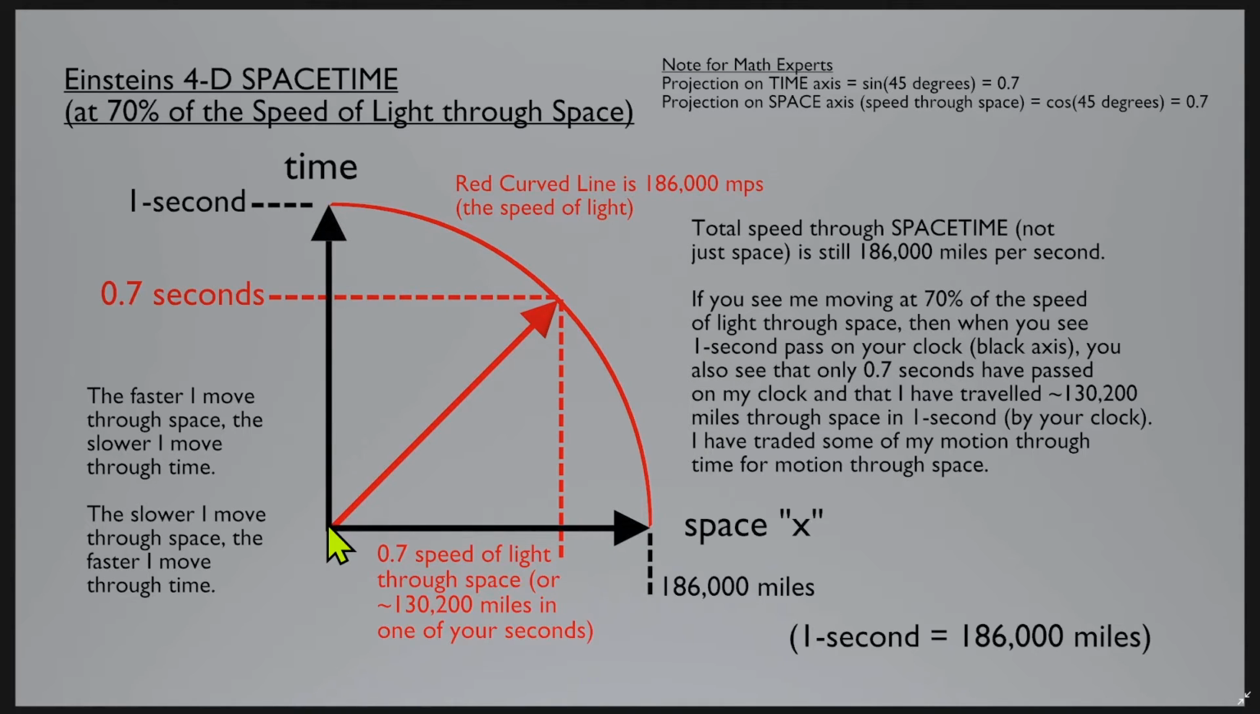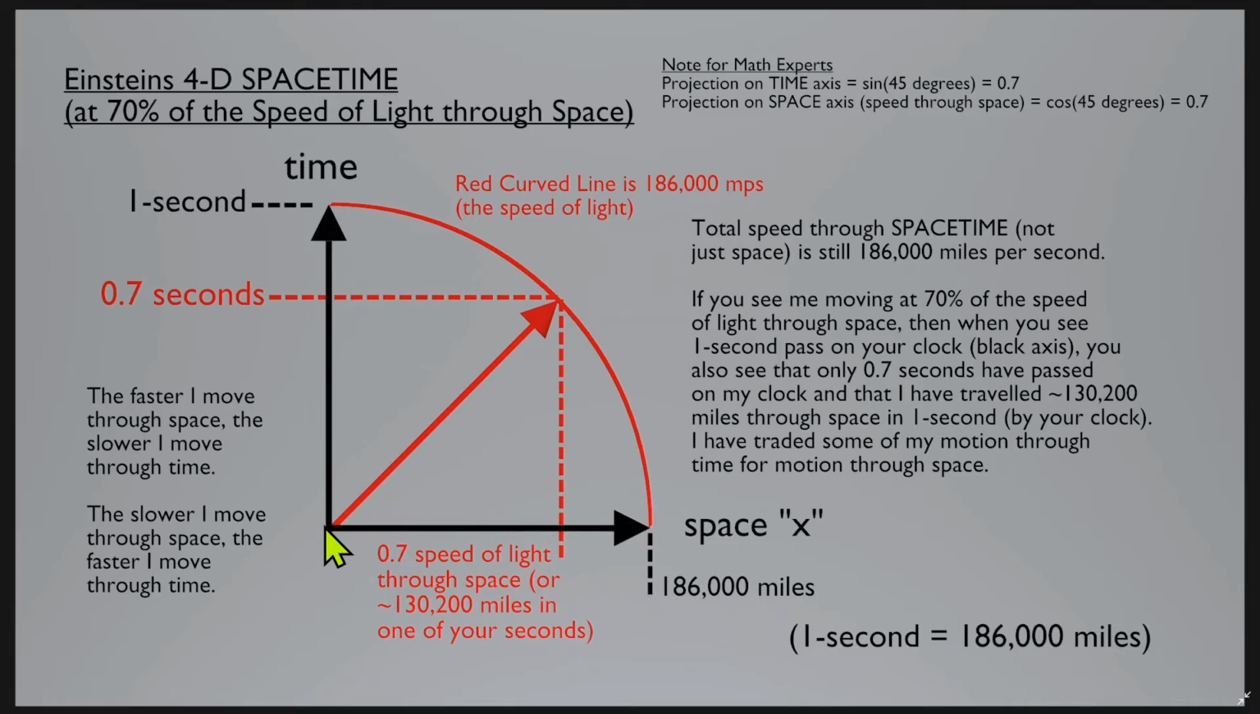What matters is when I get in my spaceship, how the projections of that vector appear on your space axis and your time axis. And that's where the time dilation effect comes from. When this vector rotates as I move faster, the projections on your space axis and on your time axis change. So you see something differently than I do.